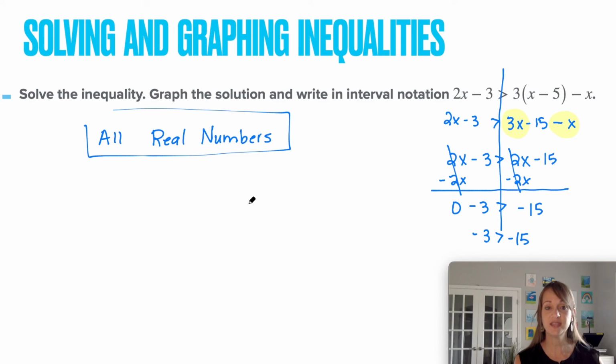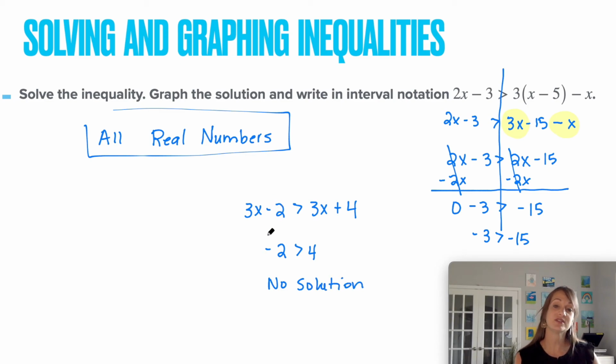There is such a thing as if you were to get 3x minus 2 is greater than 3x plus 4, for example. If you were to subtract the 3x's, they would cancel, leaving you with -2 is greater than 4. Is -2 greater than 4? No, it is not. So the answer in this case would actually be no solution, because there is nothing you can place into the x in order to make this statement true.